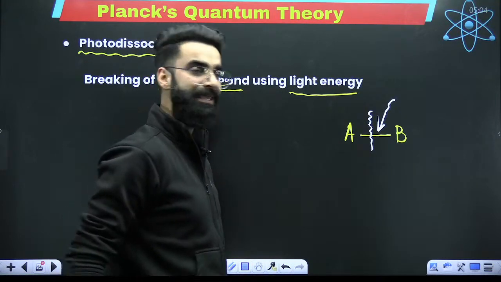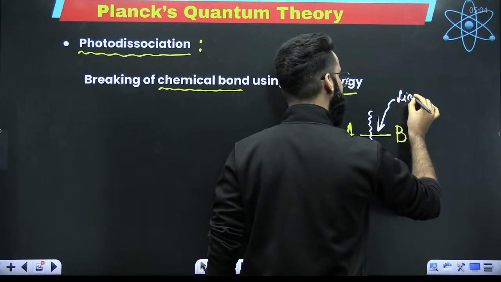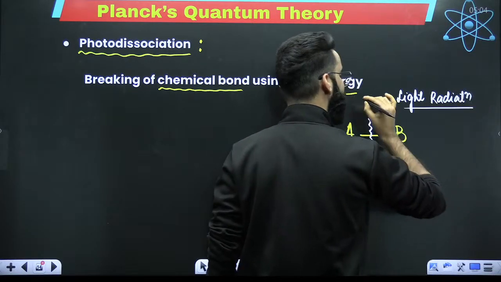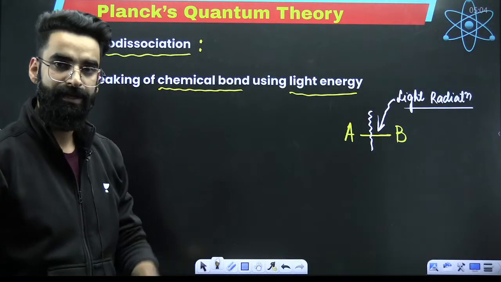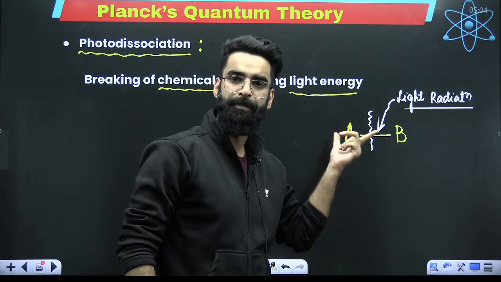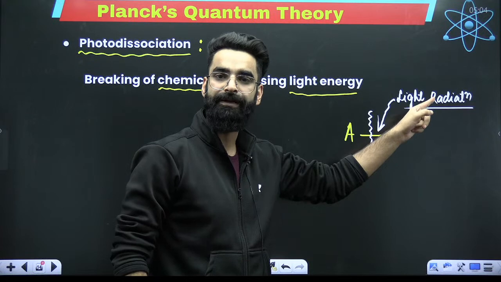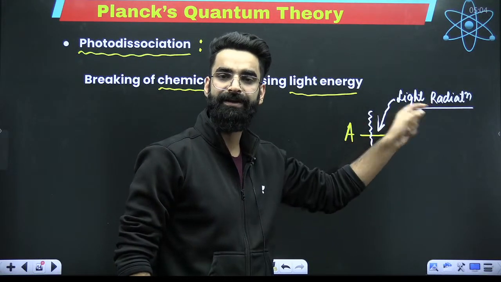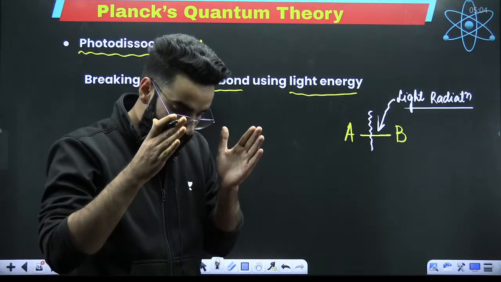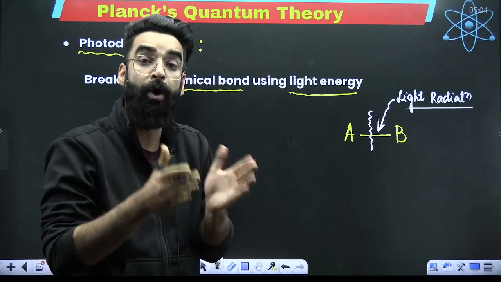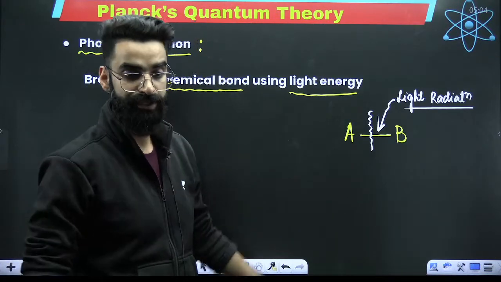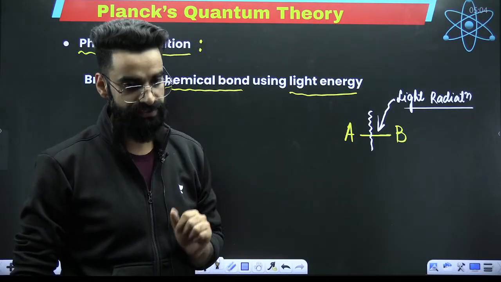The energy which I'm supplying, imagine that I'm supplying this energy in the form of light radiation. So, what is going to happen? A bond will get broken down. Breaking of a chemical bond with the help of light energy is something which you call as photodissociation. Whenever you break a force of attraction between the atoms with the help of light radiation, you call this particular phenomenon photodissociation.